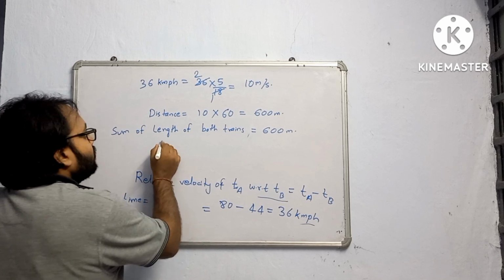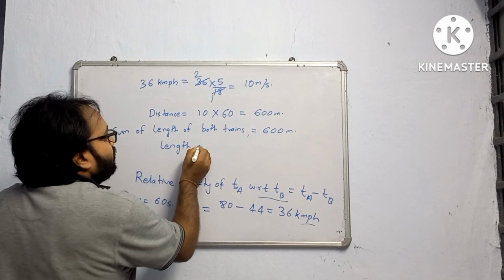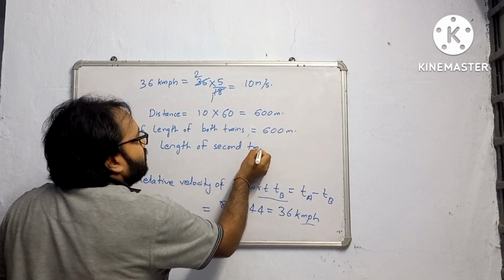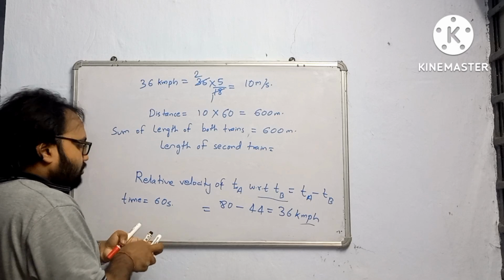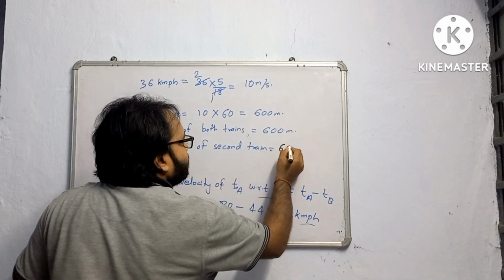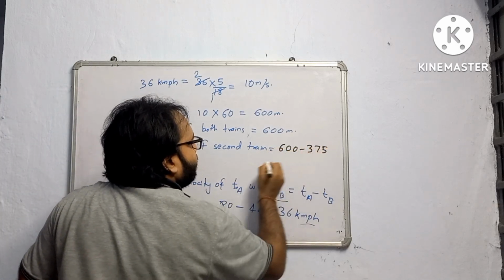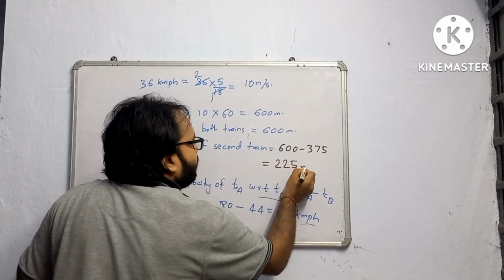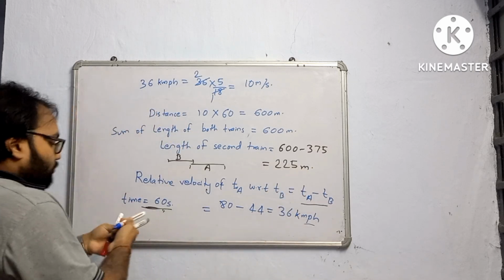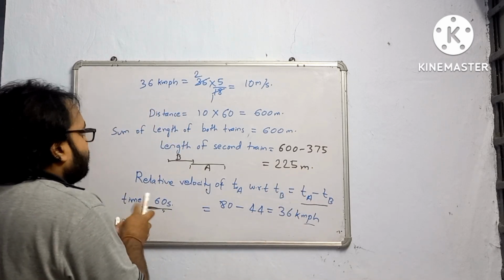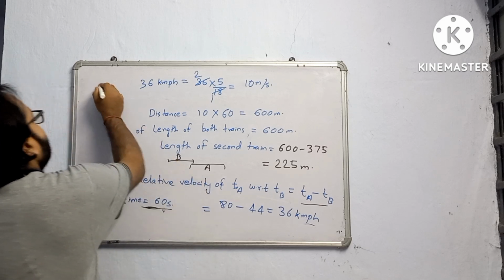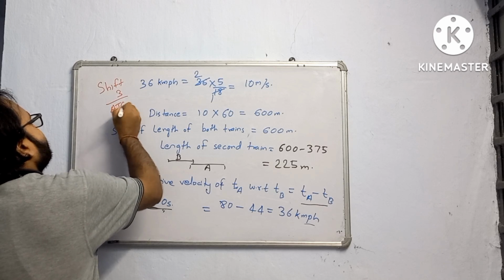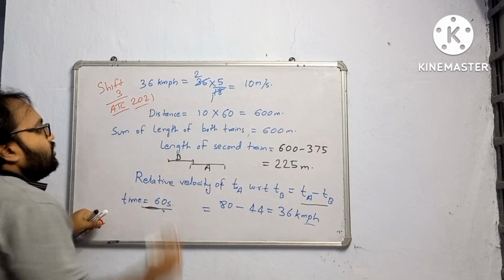Let me solve. So length of second train is equal to 600 minus 375, that is equal to 225 meter. This will be your answer. I forgot to mention which shift: this question was asked in shift 3. I am writing later on, shift 3 ATC last year 2021.